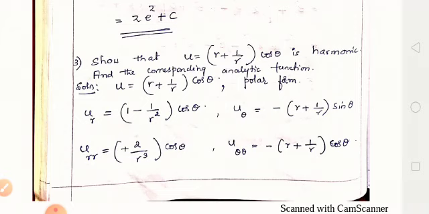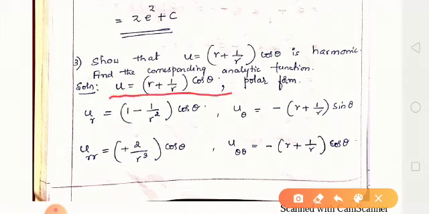First, we differentiate u partially with respect to r, keeping theta as constant. Cos theta is constant. Derivative of r with respect to r is 1, plus derivative of 1 by r is minus 1 by r square. Now we differentiate this expression with respect to r again partially. So u r r equals derivative of 1 is 0, derivative of minus 1 by r square is 2 by r cube. Cos theta is constant, keep as it is.